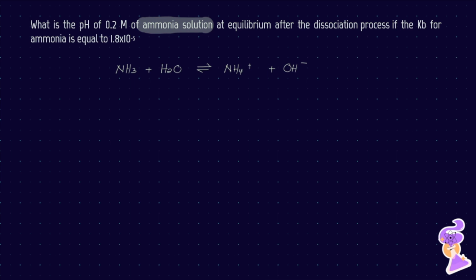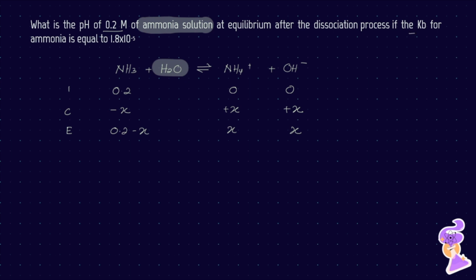So from here, we can write our ICE diagram. The initial concentration of ammonia is given to you, which is 0.2, so you are going to write 0.2 here. At first, there's no dissociation. Bear in mind that although we add water here, the water shall not do anything to your ICE diagram. So at change, here will be minus x, here will be positive x and positive x. So at equilibrium, it's going to be 0.2 minus x, x, and x.